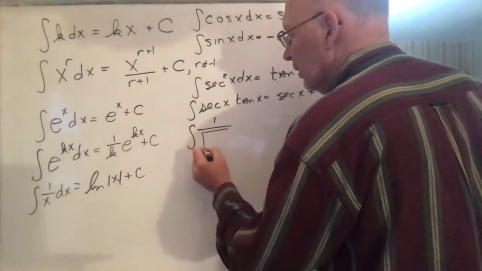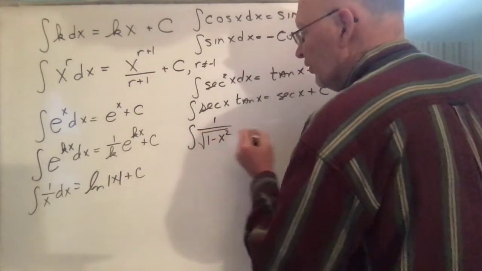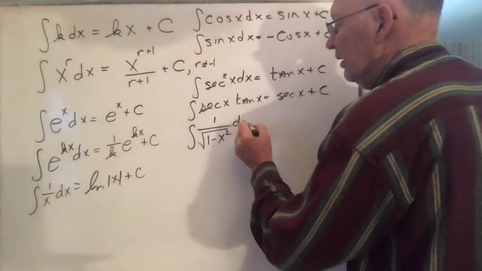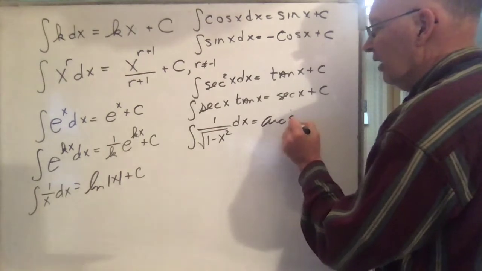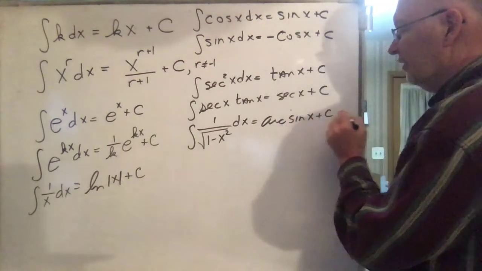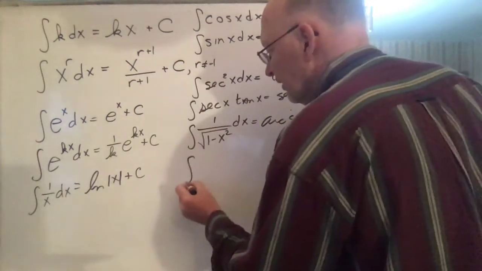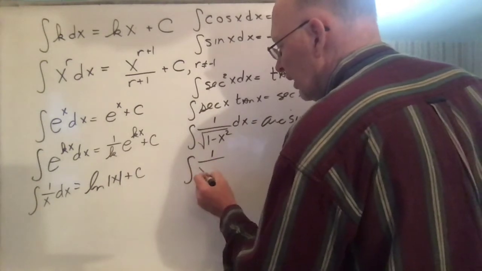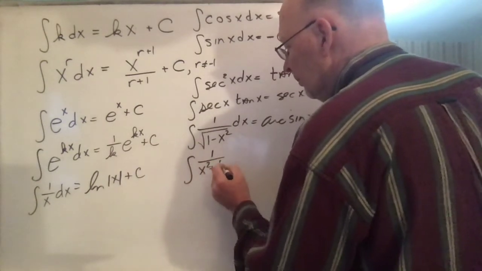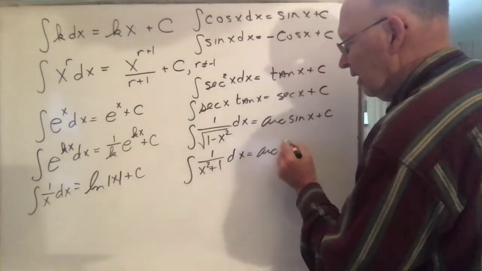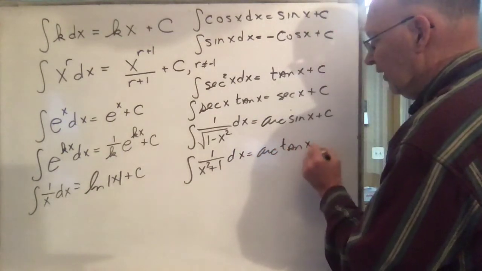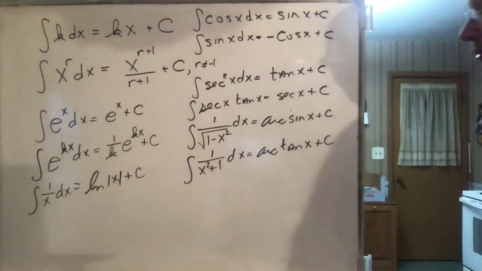1 over the square root of 1 minus x squared. What's the antiderivative of that? That, recall, is the arc sine of x plus c. And the antiderivative of 1 over x squared plus 1 dx is the arc tangent of x plus c. Those are the main ones that I use.